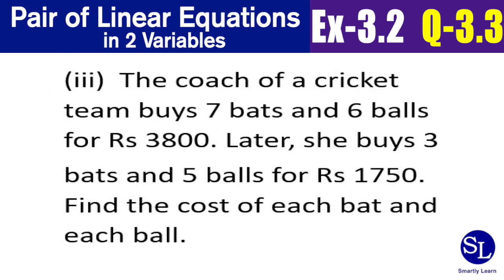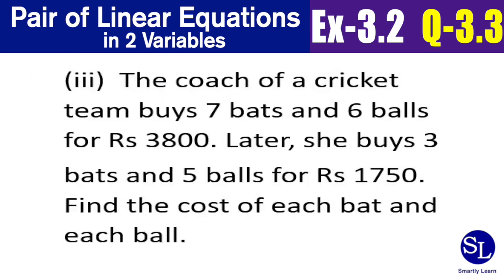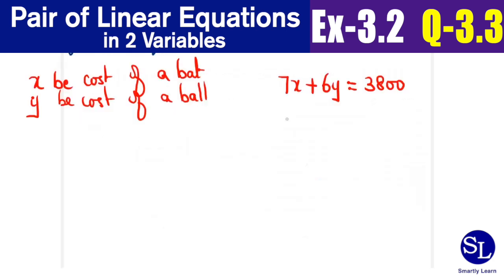It says that the coach of the team buys 7 bats and 6 balls. So 7 into x plus 6 into y is equal to 3,800 rupees. Now let us look at the other condition. She buys 3 bats and 5 balls for 1,750. So this means 3x plus 5y is equal to 1750. And this time also they insisted the method to be the substitution method.